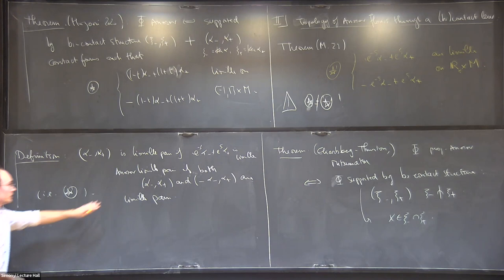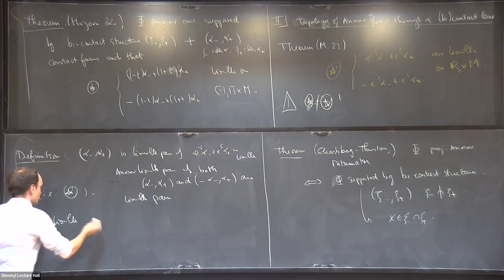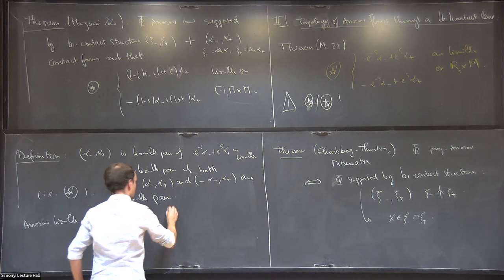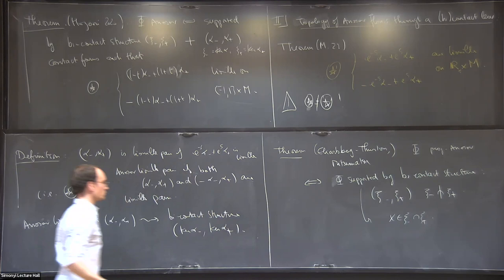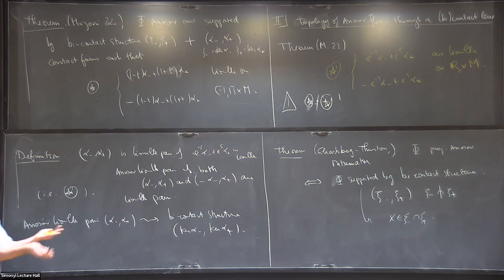So another legal pair, minus plus, gives a bicontact structure. We're just testing the kernels. And it's not true for a Liouville pair, the odd Liouville pairs, so that the kernels are not transverse.